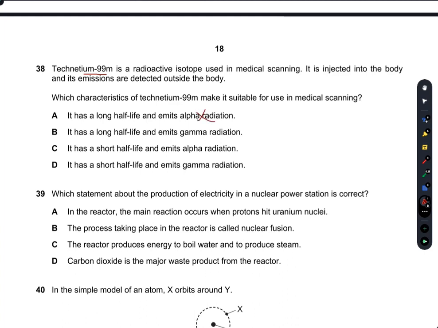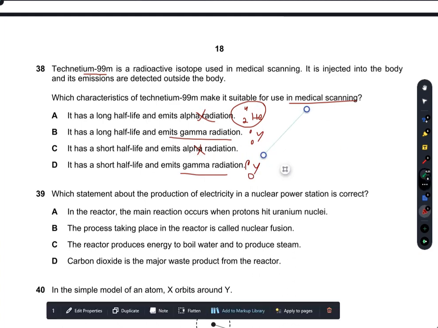So alpha radiations are charged. They are positive. They are helium nuclei. So it should not emit alpha radiations because it will not help us in scanning the object. Whereas gamma radiations are neutral, so they will definitely help in medical scanning.